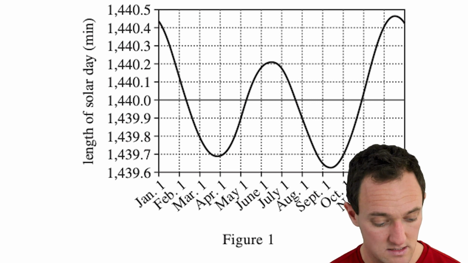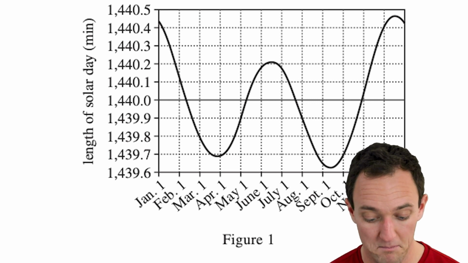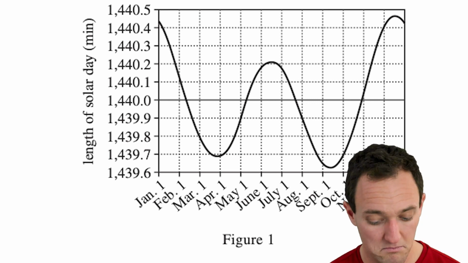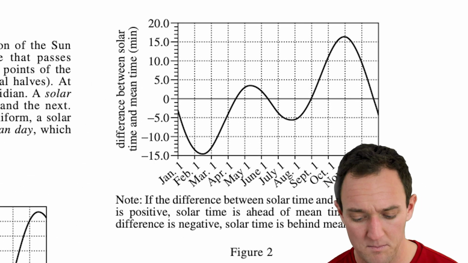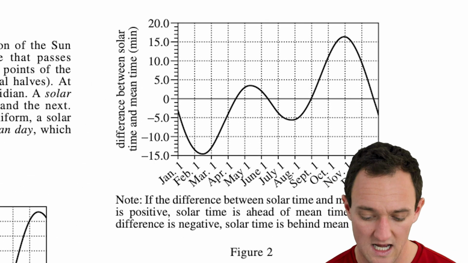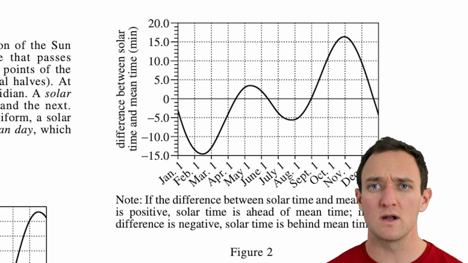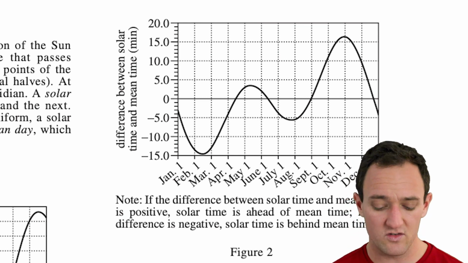I would go through and I would say, okay, figure 1, so my x-axis is a month of the year. So I would say, how does the month of the year impact the length of the solar day? Okay, that's figure 1. And then I would say, how does the month of the year impact the difference between solar time and mean time? And I'd go through and I'd say, okay, so somehow the months are doing something with the solar day.